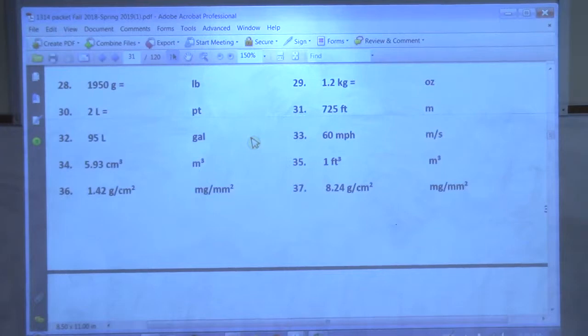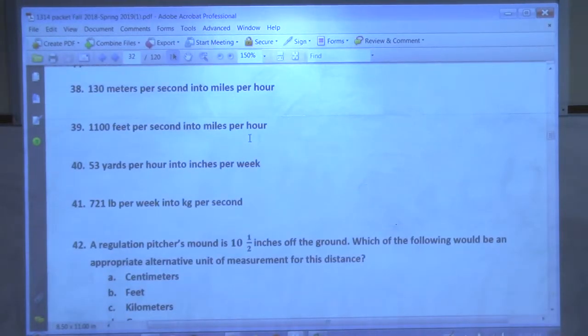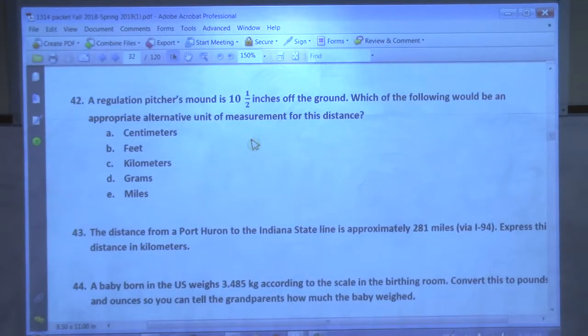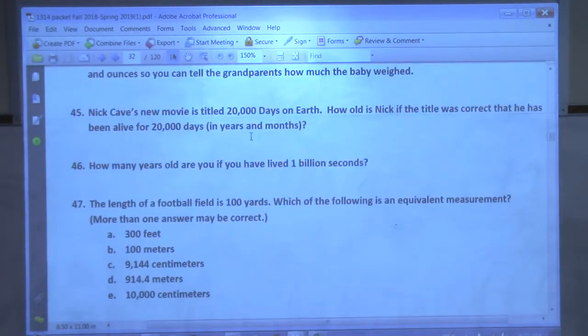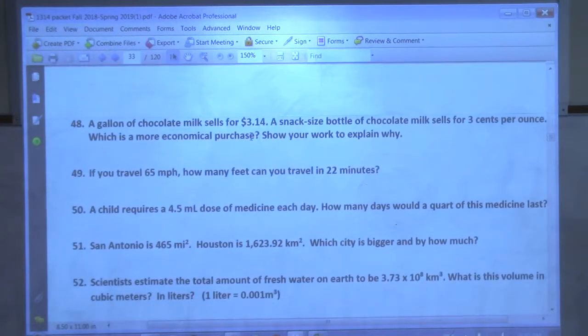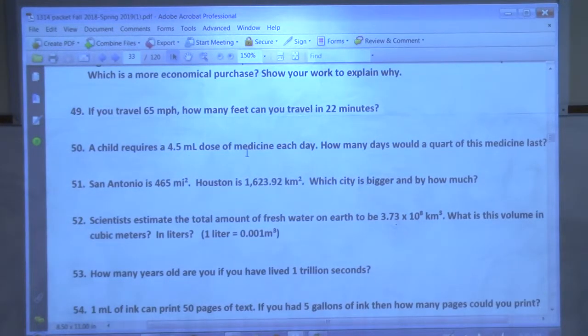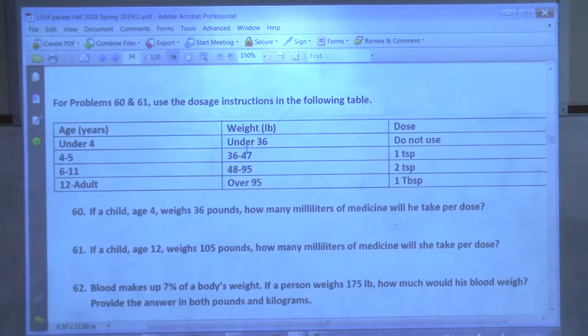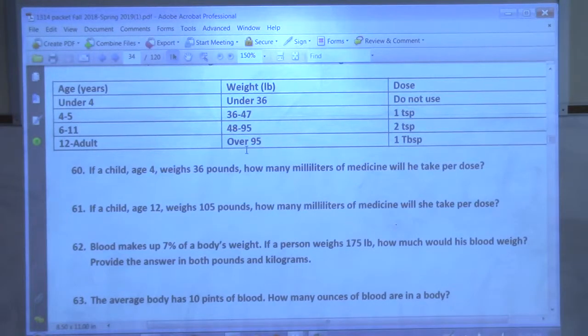All these conversions, all these word problems, everyone's good with that? Yeah? Okay. So I don't need to go over any of this then? There's nothing you want me to do? Crickets. That's all I hear are crickets. Just looking.